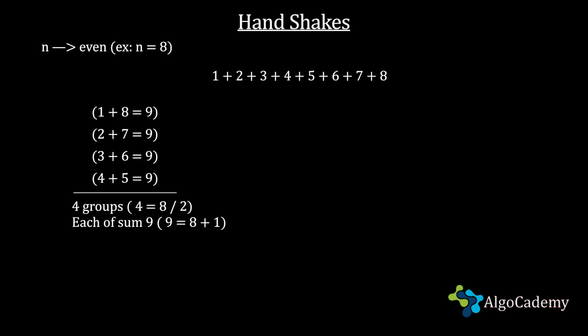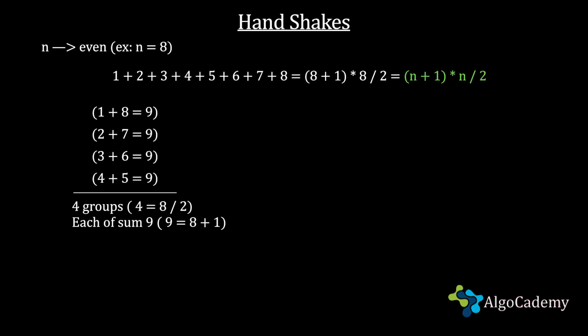So the total sum is equal to (8 plus 1) times 8 divided by 2, which in this case, where n equals 8, is indeed (n plus 1) times n divided by 2. You can think of the general case and apply the same principle.